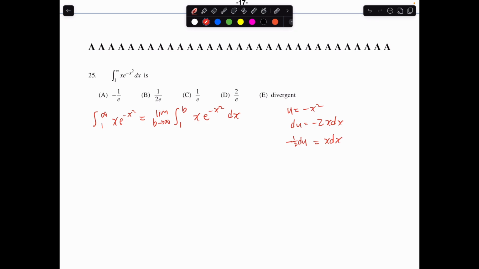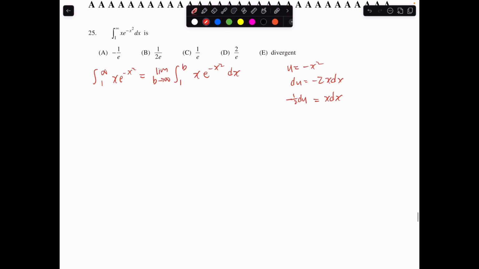You know what I like to do? I actually do not like plugging in the bounds. What I like to do is just evaluate this integral on the side, so then I don't have to worry about the bounds. So that's equal to the integral of negative 1/2 e to the u du, which is just negative 1/2 e to the u, and my u is negative x squared, so negative 1/2 e to the negative x squared.